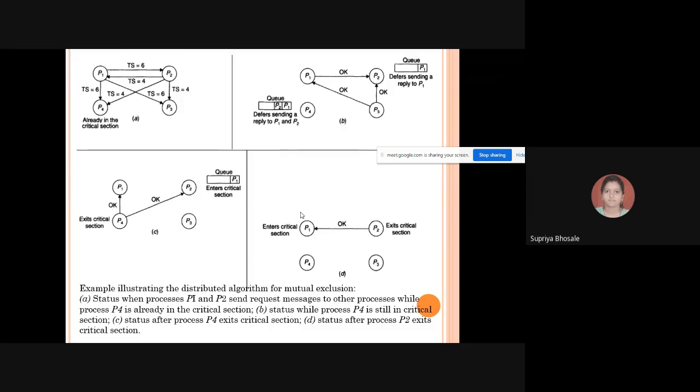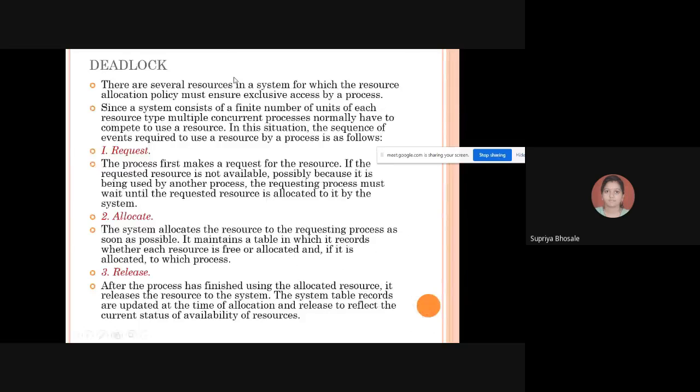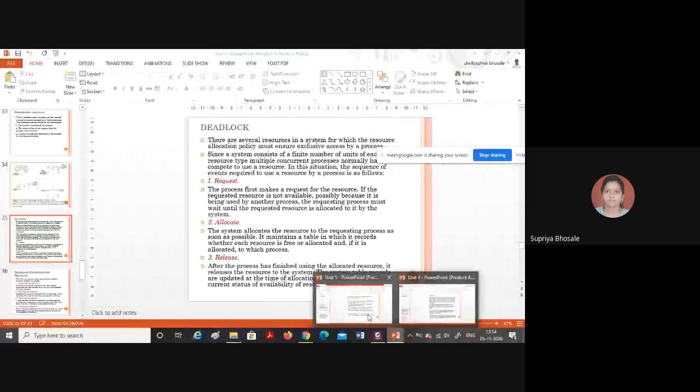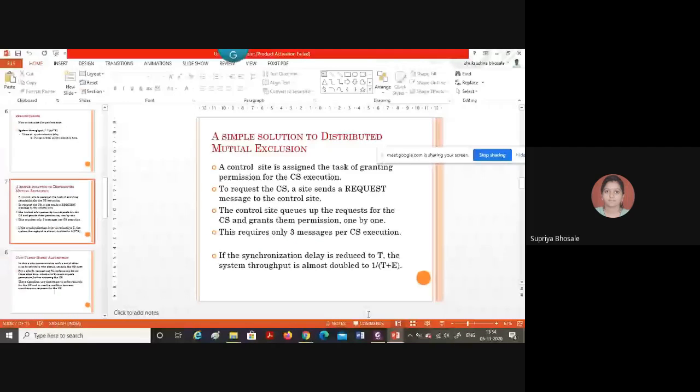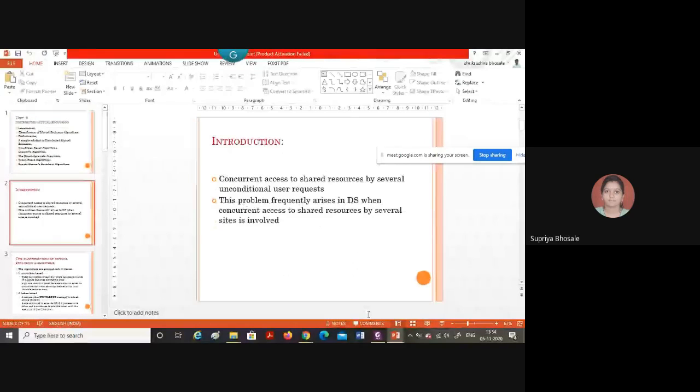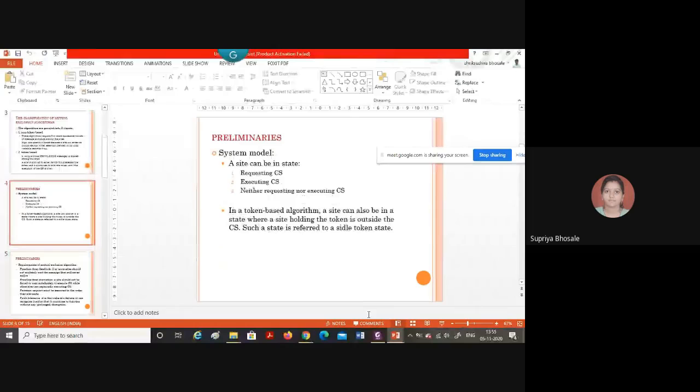So these are the two basic algorithms that we are using in this fifth unit for studying the Suzuki Kasami, Lamport's and Ricart Agrawala algorithms. Okay, so till this point, any doubt? If any doubt is there, you can put it in the chat window.